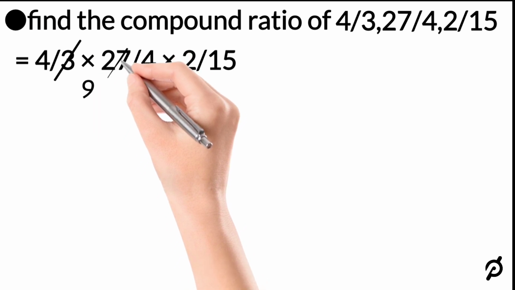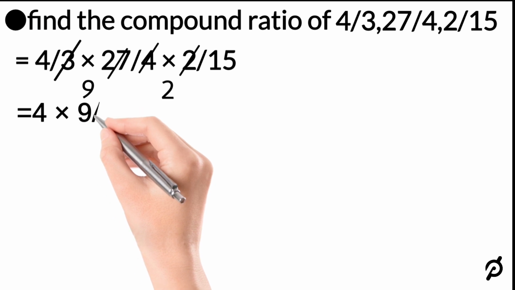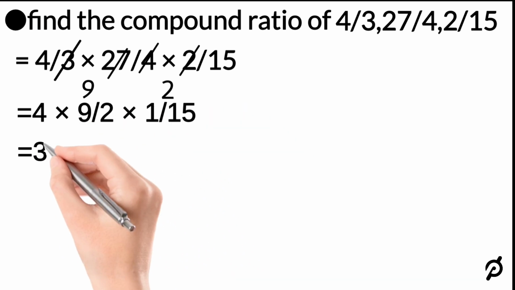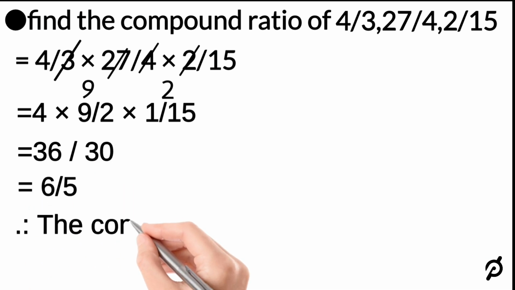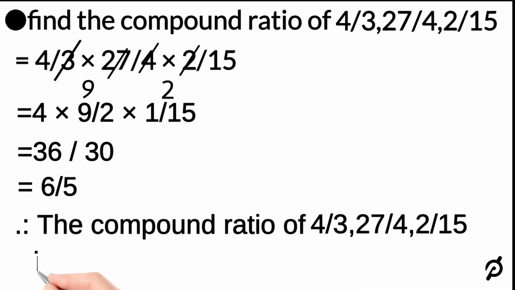3 9s are 27 and 2 2s are 4. 4 multiplied by 9 by 2 multiplied by 1 by 15 is equal to 36 upon 30, which is 6 by 5. The compound ratio of 4 by 3, 27 by 4, 2 by 15 is 6 by 5.